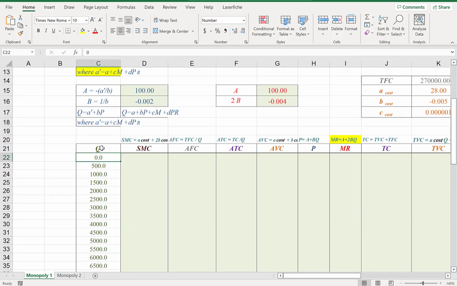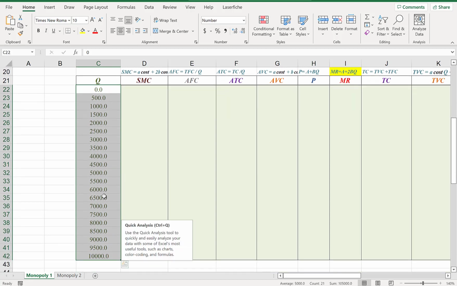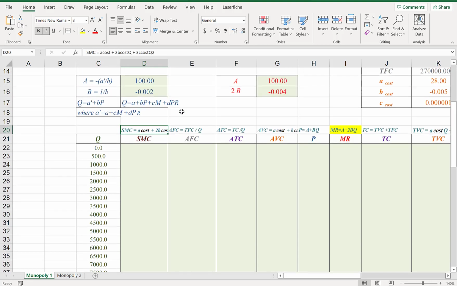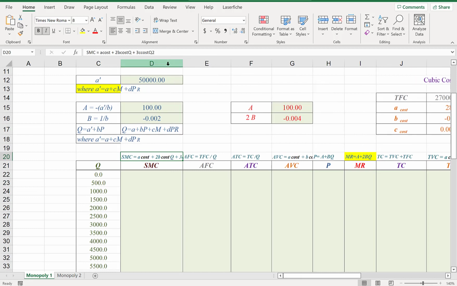So we are going to look at cost and demand function marginal revenue for a range of quantities. Output ranges from 0 to 10,000 and increases by 500 units. Let's get started with SMC. The SMC formula is given here. You don't need to memorize these because there's no point.